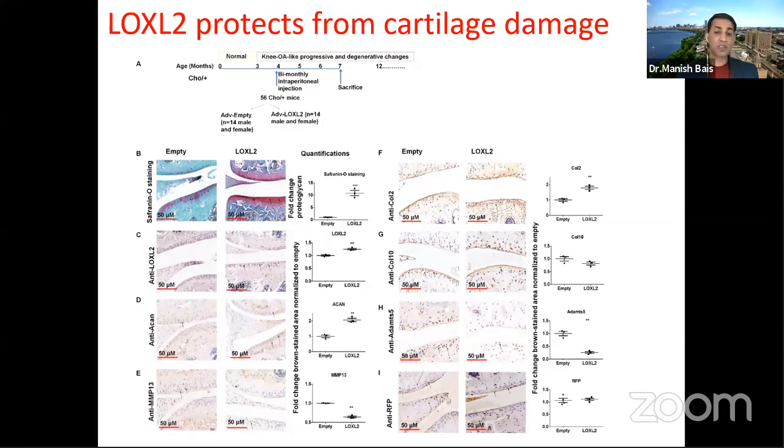We used this model and injected adenovirus expressing our protein into these mice. We took the tissue sections and tried to see whether these good factors are increased. In this immunostaining analysis, we found that aggrecan and SOX9, genes related to a good response, are increased, whereas MMP13, a bad factor, is reduced. So this is a validation in the model.